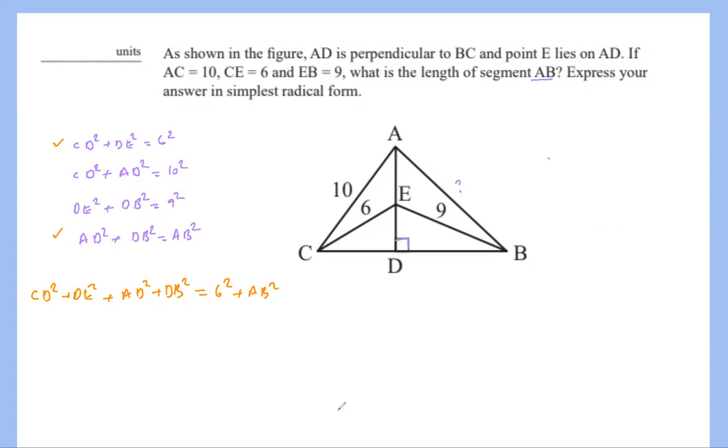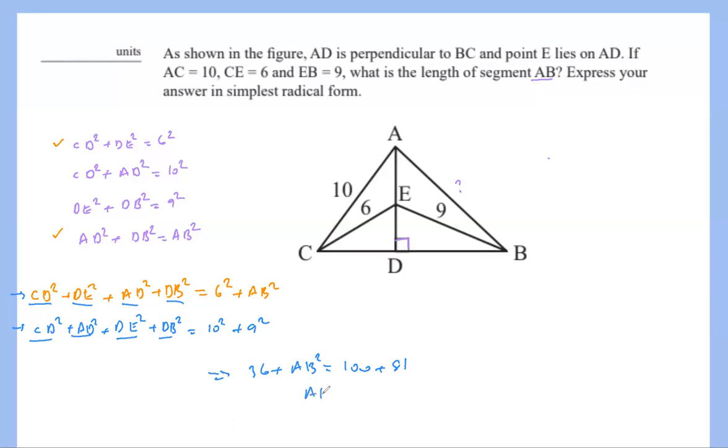And now if I add the remaining two equations, so CD and AD, and for the next one, DE and DB. And we have 10 and 9 squares, so that's 10 squared and 9 squared. But look at the left side. The left side of these two equations, we have CD, CD, DE, DE, AD, AD, BD, BD. So the left sides are equal, which means the right sides should be the same as well. So from there, I can say 36 plus AB squared equals 100 plus 81.